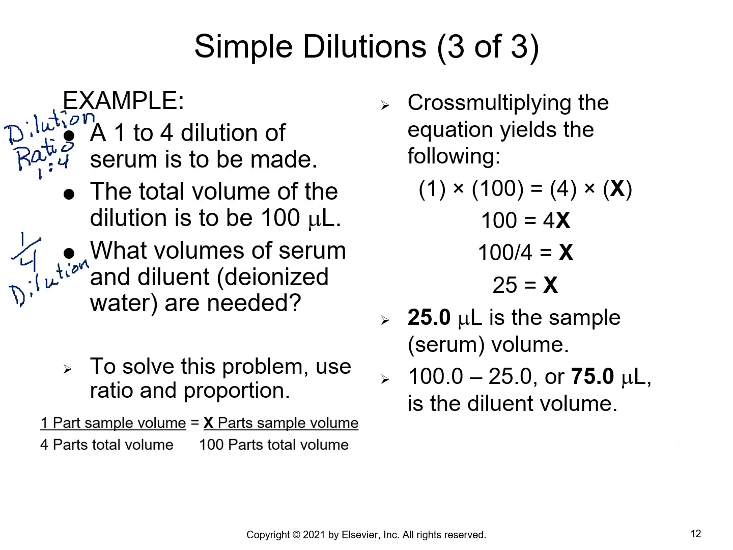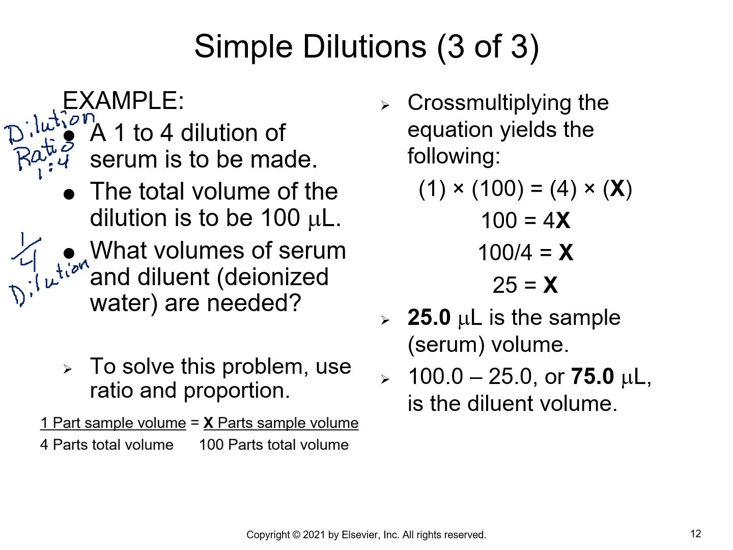So now let's do a couple examples of some different dilutions, and try to determine exactly what you need for your dilution. In this particular example, we're going to do a 1 to 4 dilution of serum. When we talk about doing a 1 to 4, we're actually talking about a dilution ratio, which is 1 part of the sample to the 4 parts total. So we're actually doing a 1/4 fraction dilution.